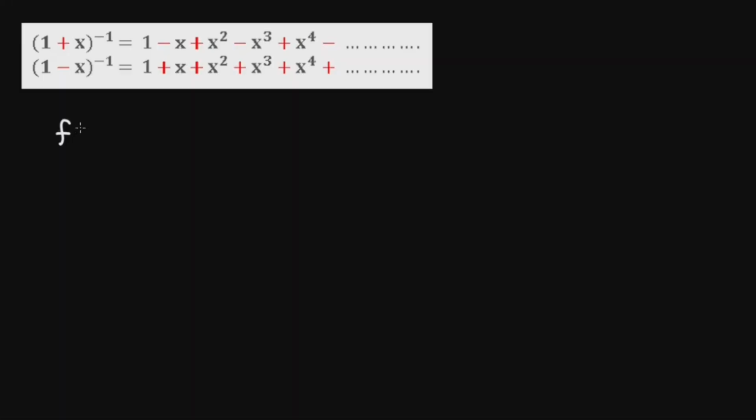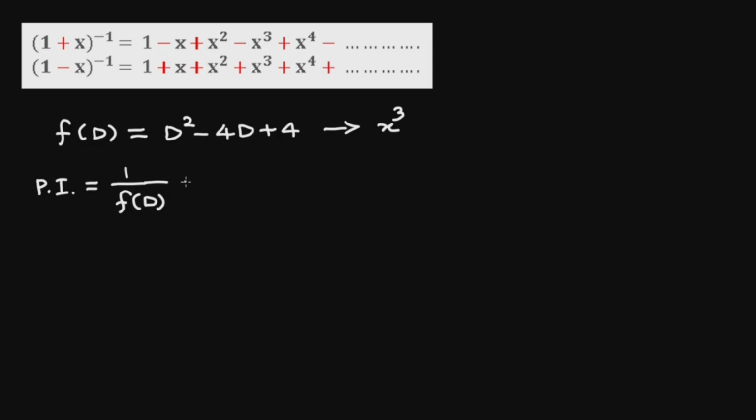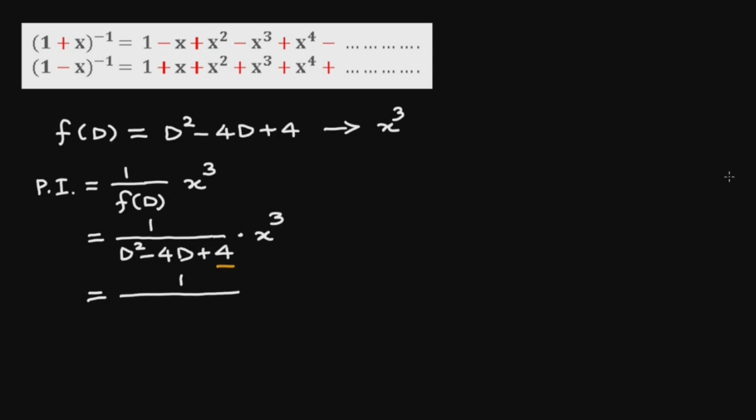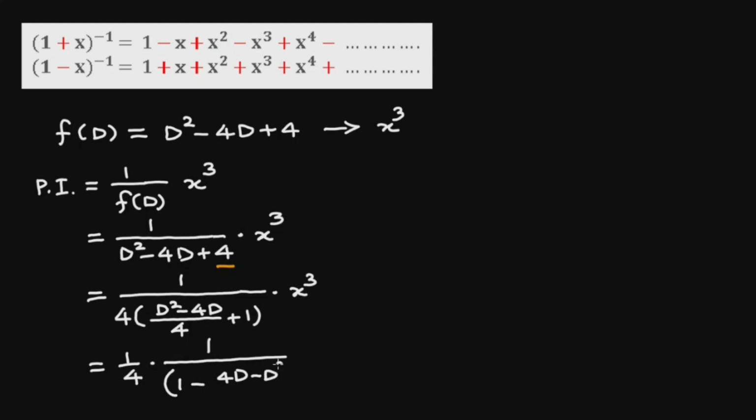We have f(D) equals D² − 4D + 4, and we have to find the particular integral of x³. So the particular integral will be 1/f(D) operating on x³, which is 1/(D² − 4D + 4) operating on x³, which is 1 upon, we take this 4 as a common factor and write (D² − 4D)/4 + 1 into x³, which is 1/4 into 1/(1 − (4D − D²)/4) operating on x³.